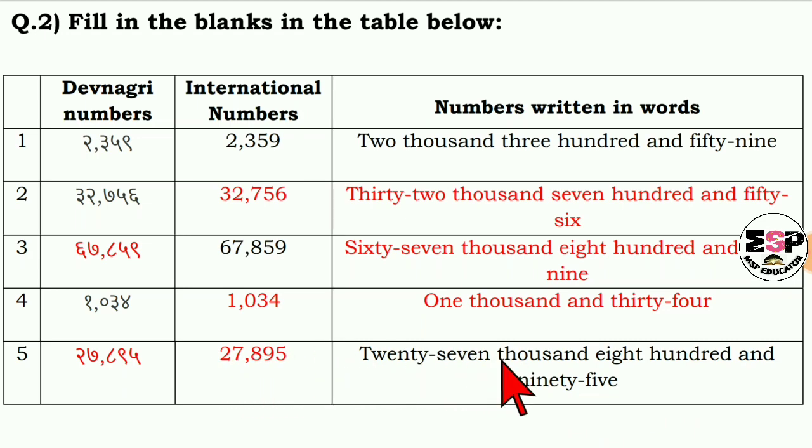So 27 is given on the 1000 place. So write down 27 on the 1000 place. Then 8 is on the 100 place. And lastly 95. So write 9 on the tens place and 5 on the unit place. Like this only you are going to form the number. And convert it into the Marathi number. 2, 7, 8, 9, 5. Understood everyone?